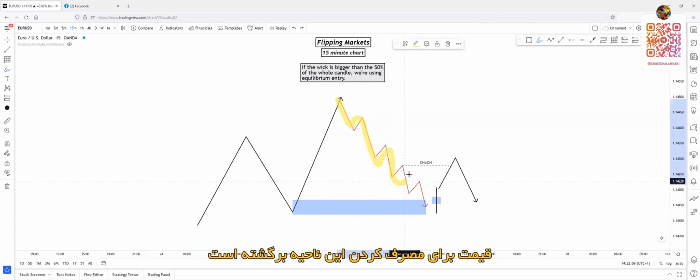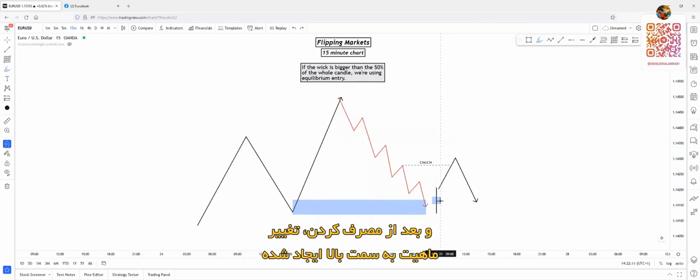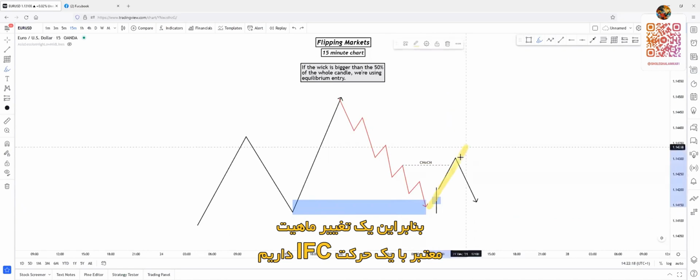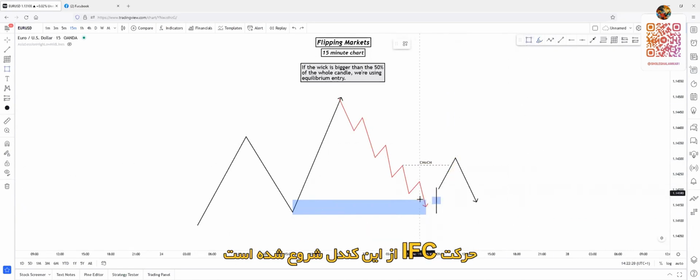Price came back down to mitigate this zone. And after the mitigation, it changed character to the upside here and broke through this supply zone and broke through this supply zone. So we have a valid change of character with an inefficient push. The inefficient push happened from this candle right here.